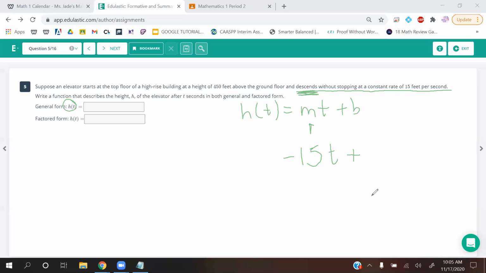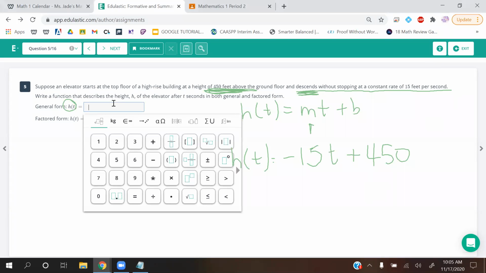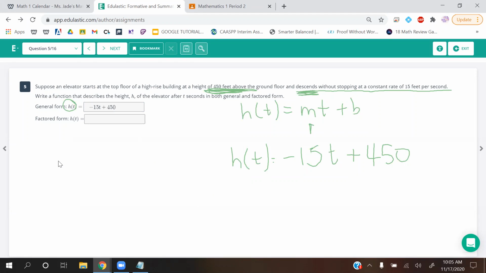B is the y-intercept, also known as the starting value. How high did we start above the ground? 450 feet above the ground, so it should be plus 450. So h of t should be equal to negative 15t plus 450. And so that's what we're going to write in this general form right over here. Negative 15t plus 450. Okay, so that is our general form.